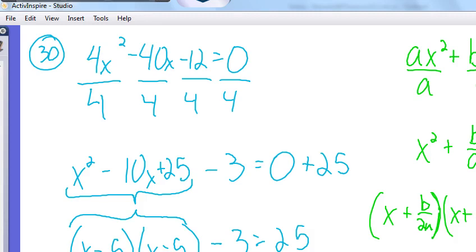When we added 25, what did we make sure to do as well? Add it to both sides. So we've got to add to this side a b over 2a squared. So all of this factors as that.